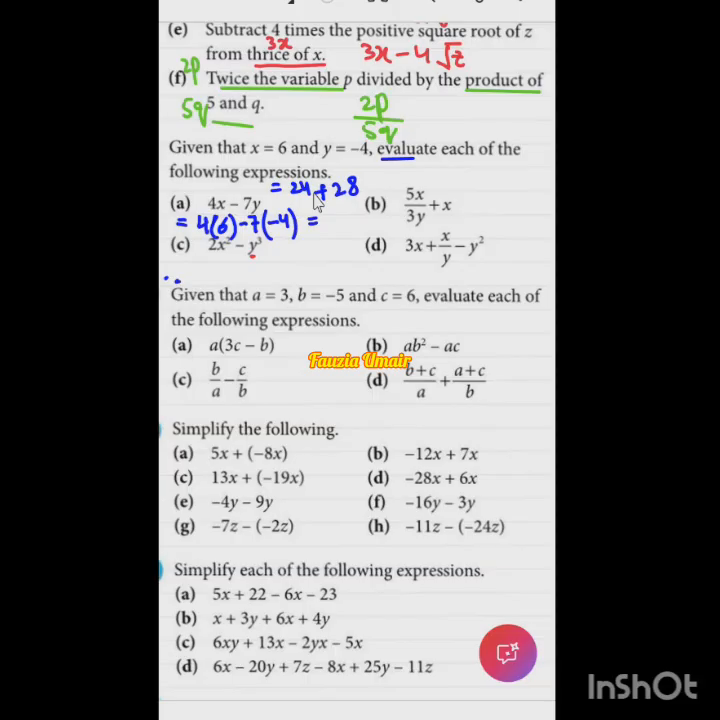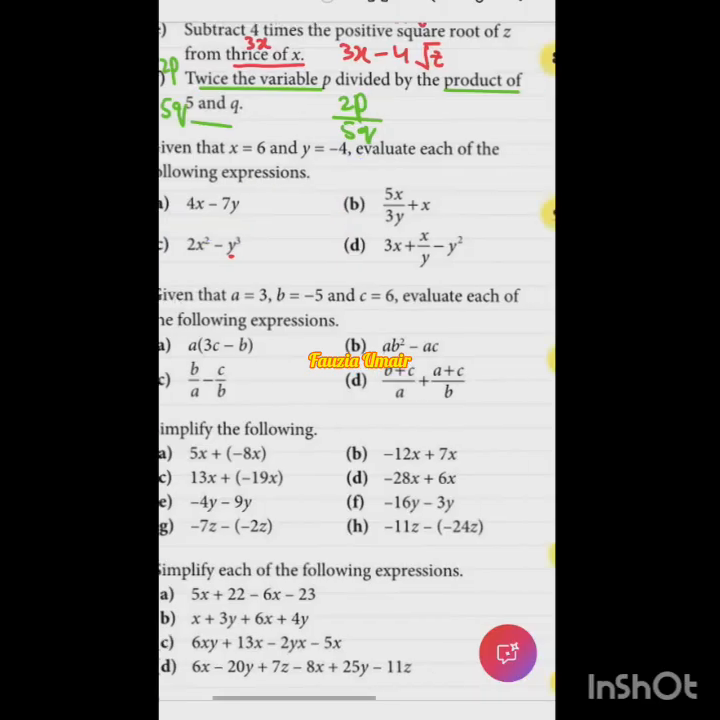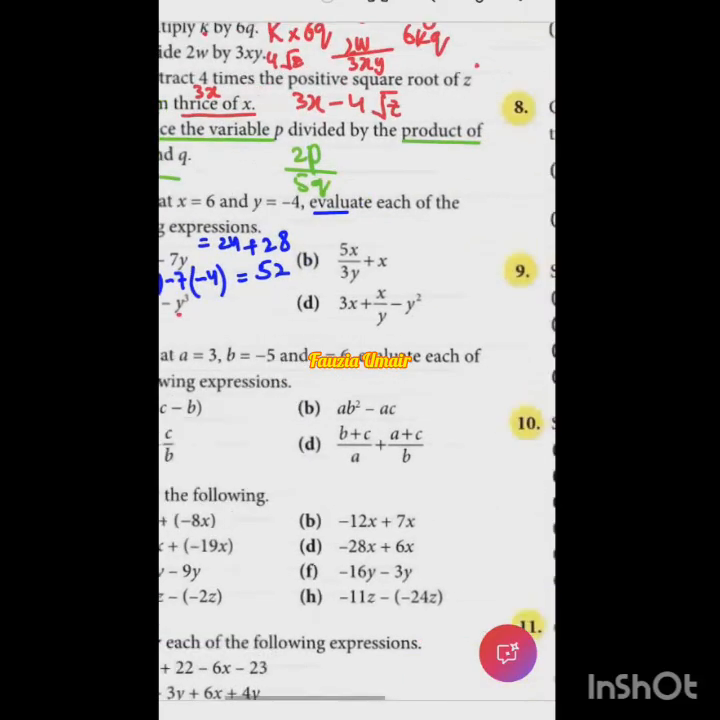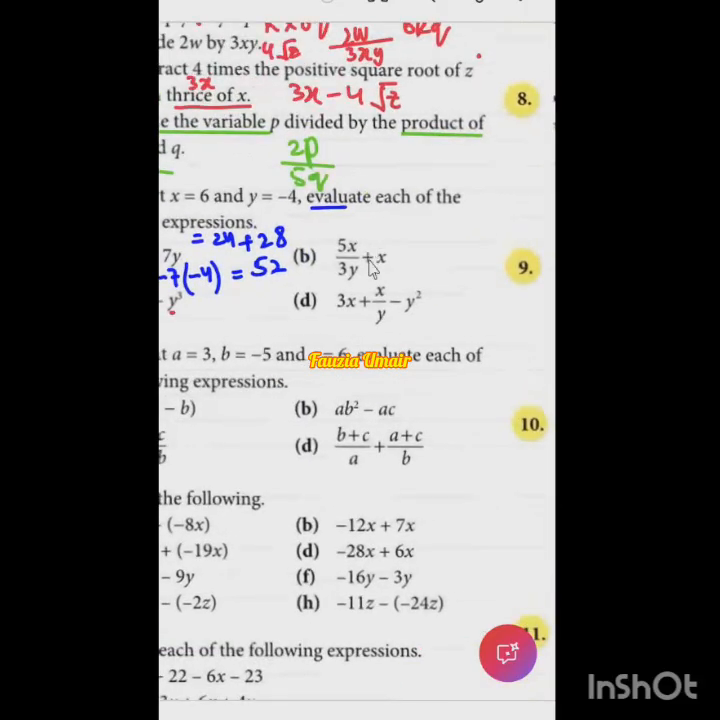So what is 24 plus 28? 52, right? This is your answer. So now this question: 5x by 3y plus x. First of all, just put the values. 5 into 6 divided by 3 into minus 4, plus x which is 6. Few of us solve the practice.